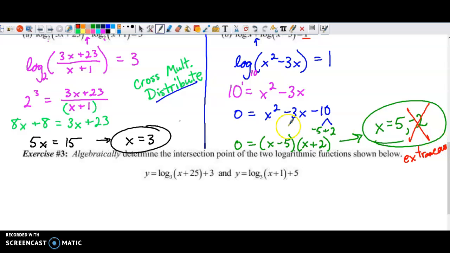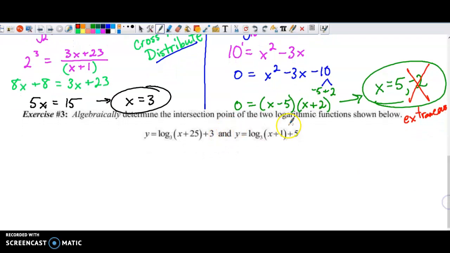Running out of room. There we go. So we can also do that type of problem with intersection points. And the theme is that they want you to set these equal to each other. So we're looking at log base 3 of x plus 25. Notice the parentheses matter. Plus 3 is equal to log base 3. Again, the parentheses matter.